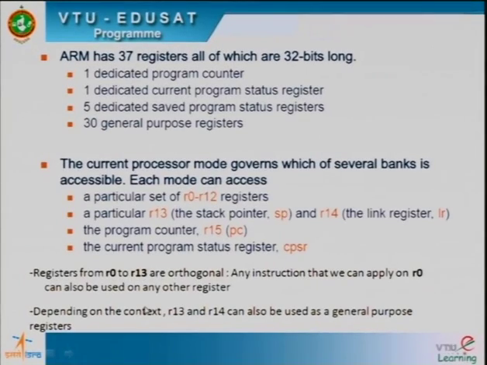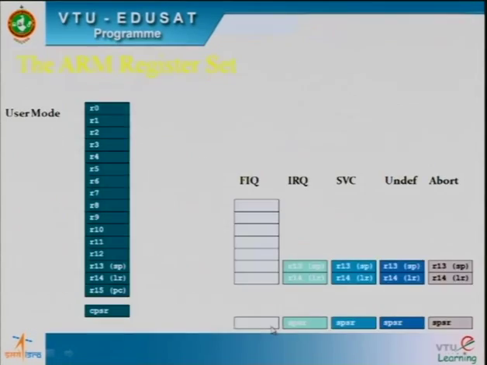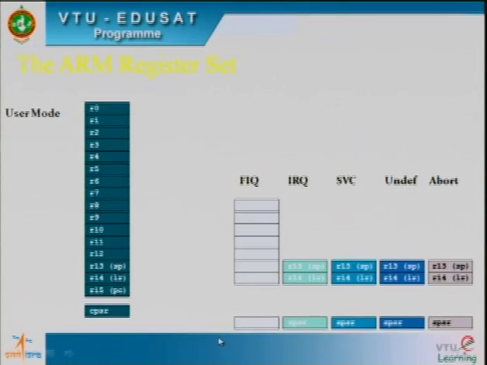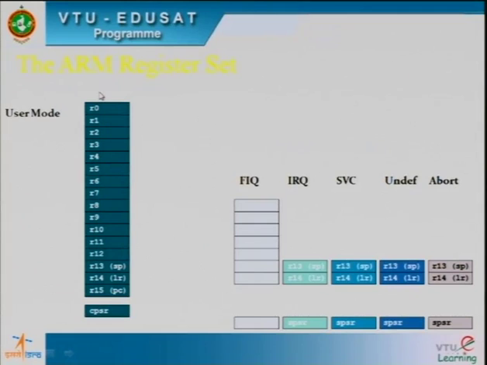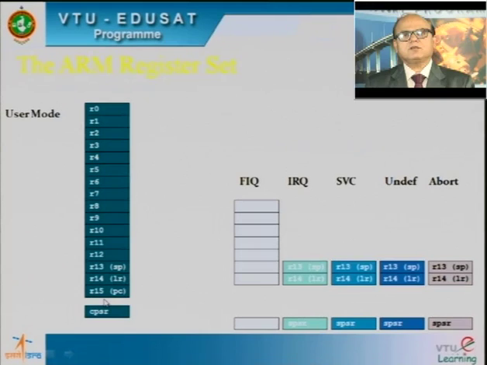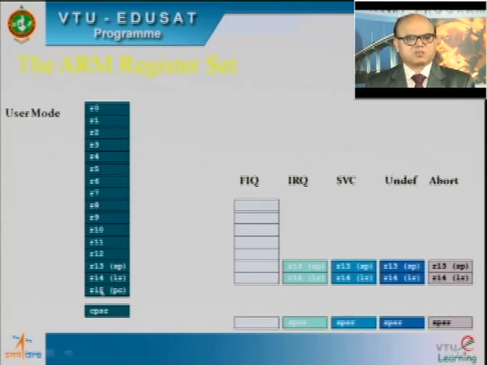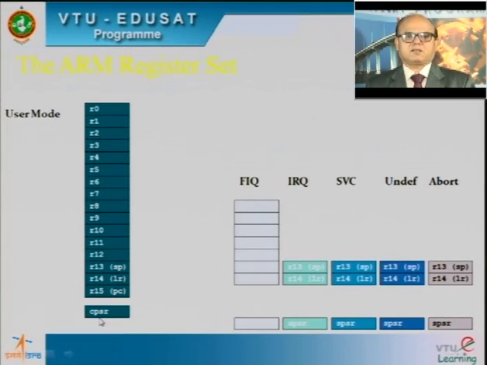Therefore R0 to R13 are orthogonal, and depending on the context, R13 and R14 can also be used as general purpose registers. I said that if you want to use R13 and R14 as general purpose, you should be a little bit careful, right? Now let us look at the register file again for the different modes of operation. In user mode, we have registers R0 to R15, in which I have already named R13, R14 and R15 as special purpose also. Then we have CPSR, right?